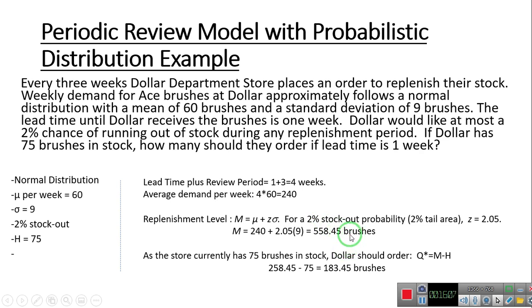258.45 brushes. If at the end of the review period they have 75 brushes in stock and the replenishment level is 258, that means that 258.45 minus 75, 183.45, is the amount of brushes that you need to order to get back to the replenishment level that you just calculated of 258.